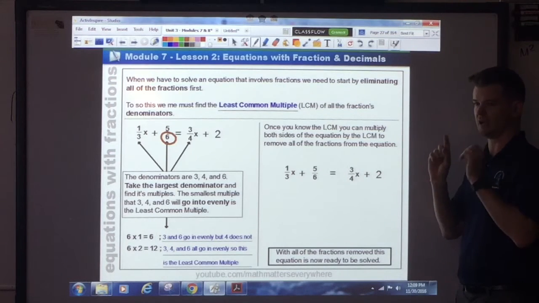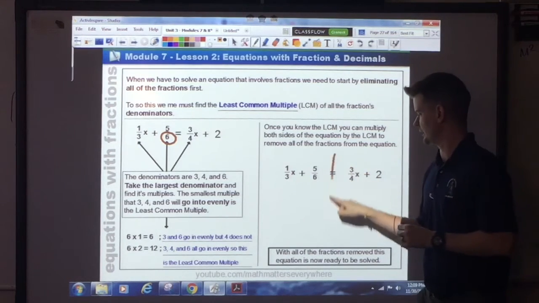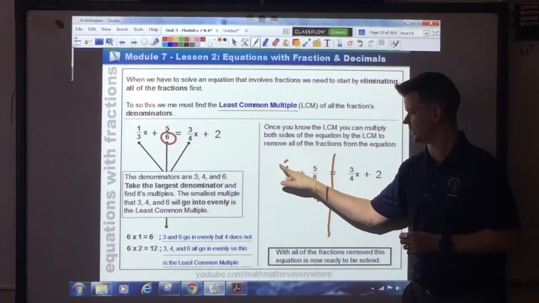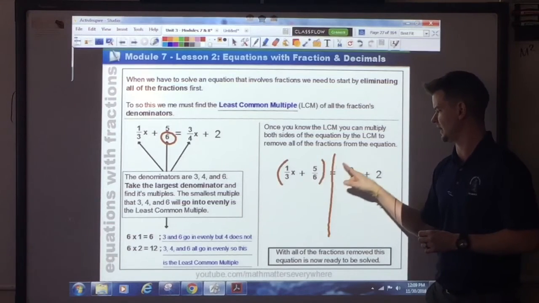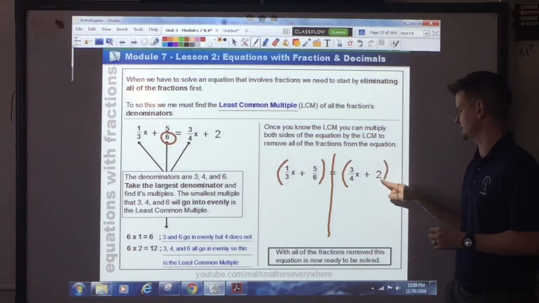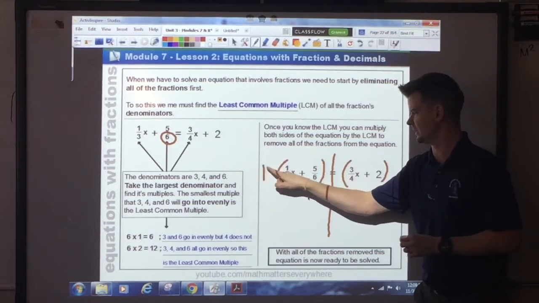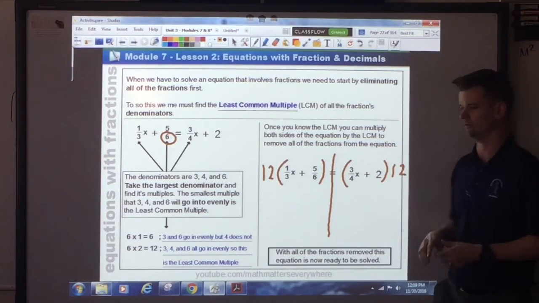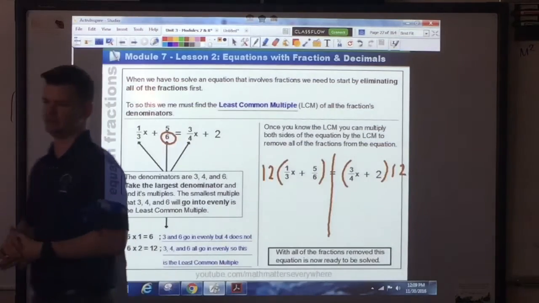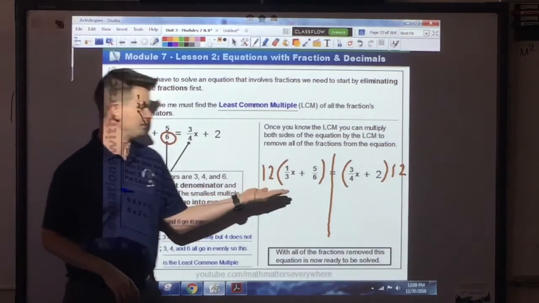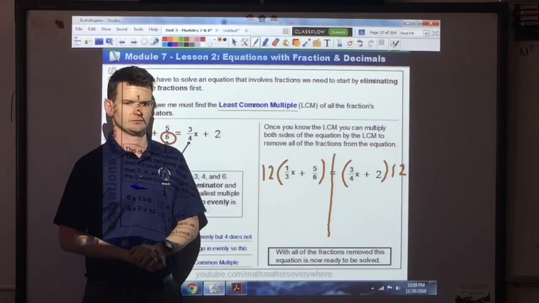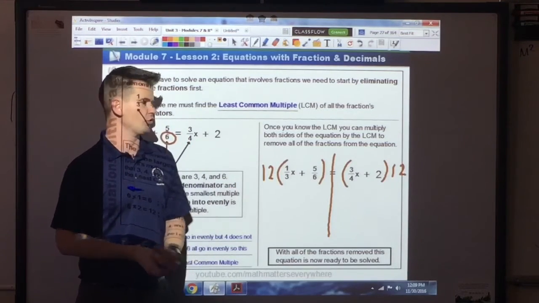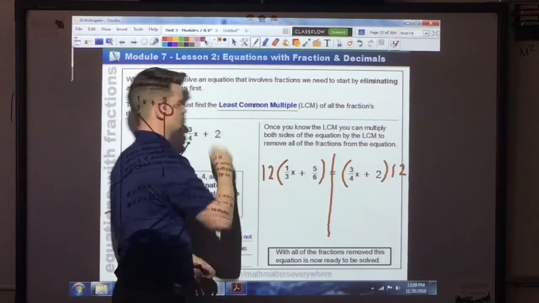Once we have the LCM, here's how we get rid of all the fractions. We're going to take our least common multiple, and remember that what you do on one side of the equation, you must do on the other. So the way we get rid of all these fractions is by multiplying both sides by the LCM. We're going to multiply the left side by 12. We're going to multiply the right side by 12. And when I say multiply, if we look here on the left side, how many terms are in the parentheses? 2 terms. You have 1/3 x and 5 over 6. So we're going to multiply both of those terms by 12.